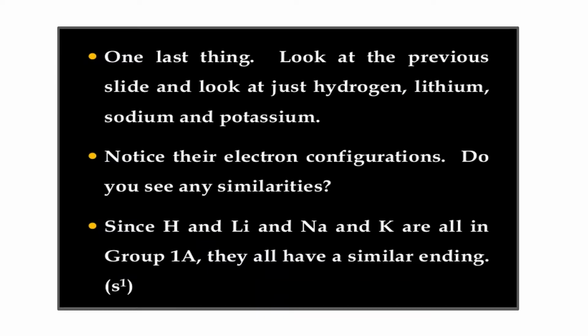Then the point which you have to remember is, when you look at the previous slide and observe the electronic configuration of hydrogen, lithium, sodium and potassium, a few elements, you can notice that there is a similarity in them. Now let's see what the similarity is, and based on that, the naming of the groups is done. That is, hydrogen, lithium, sodium, potassium, all are under group 1A. So they have a similar ending, that is s1. Now let's see in detail what it is.